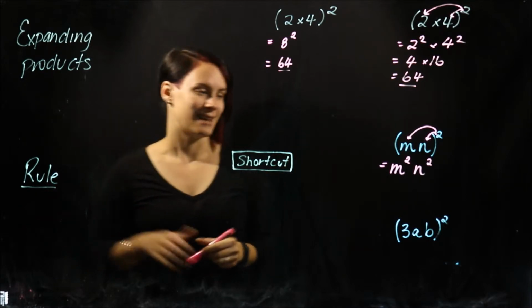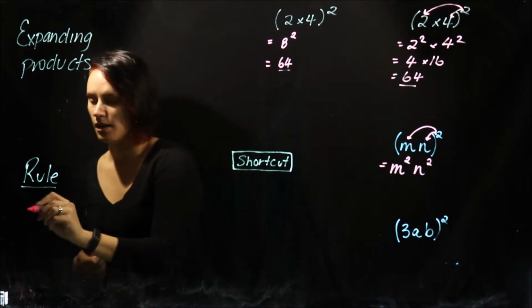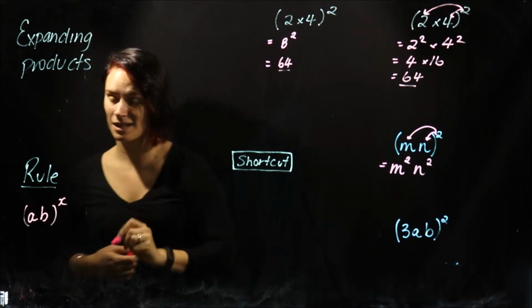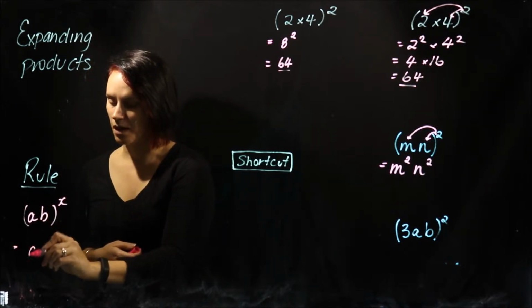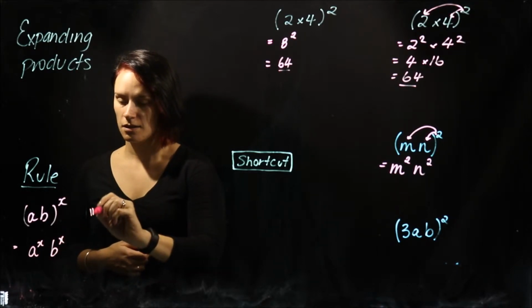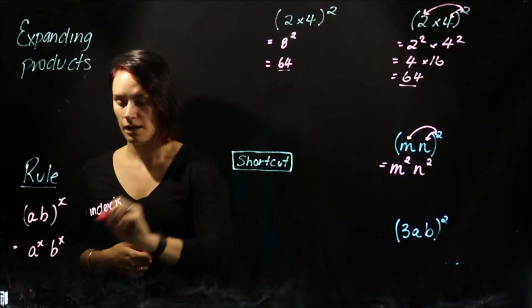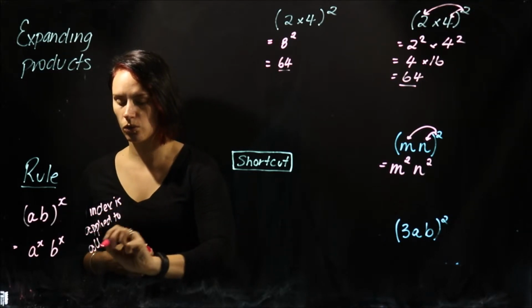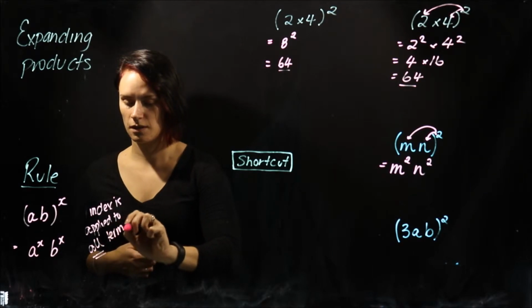So our rule here is that we are applying, let's go a, b, inside the brackets, all to the power of x, then this x is applied to every single thing inside the bracket, okay? So the index is applied to all terms in the bracket.